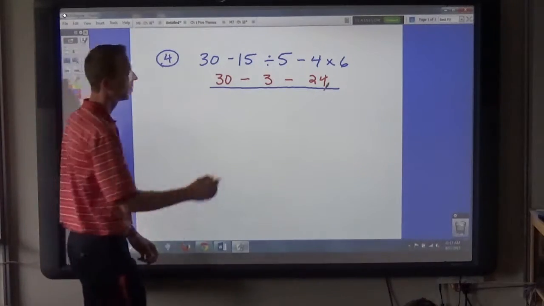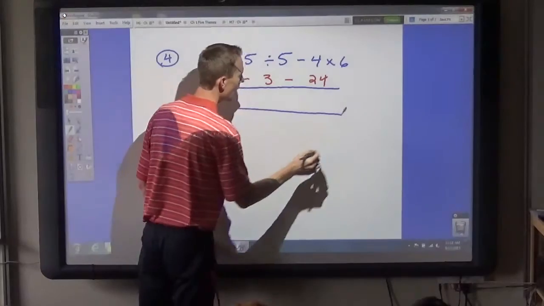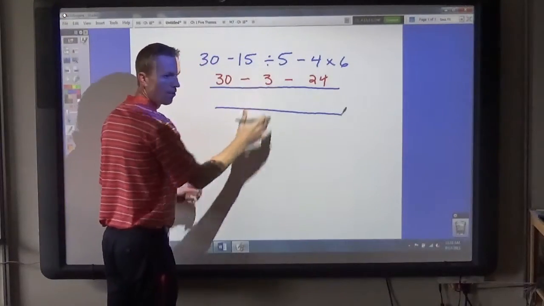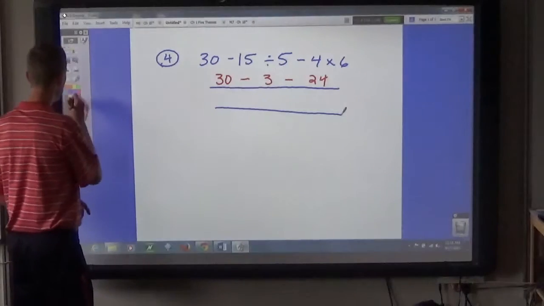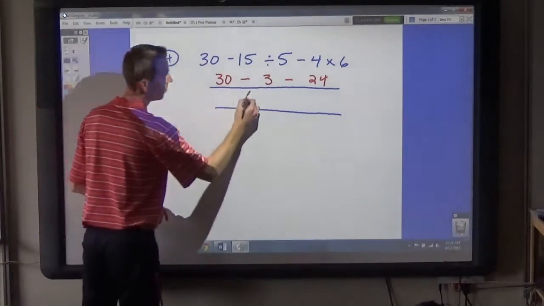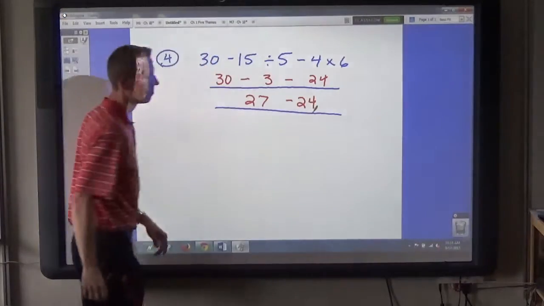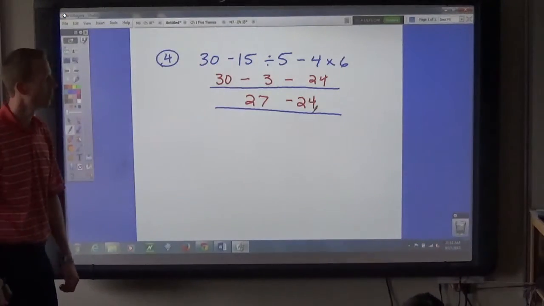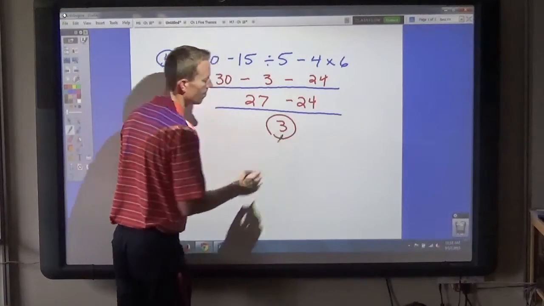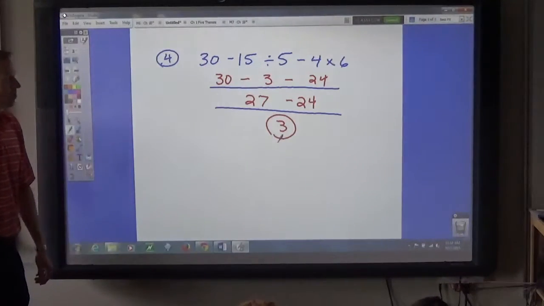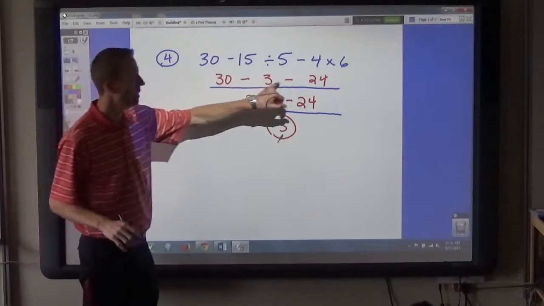And then go to the next row, and we can simplify the first subtraction. 30 minus 3, and then bring down the other one, and then you can write the answer. Don't do these all at once.